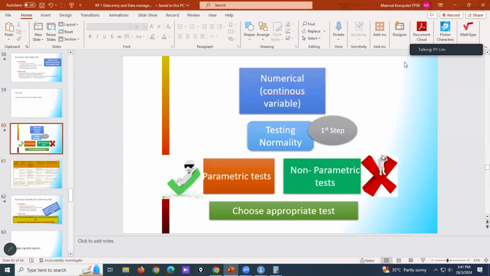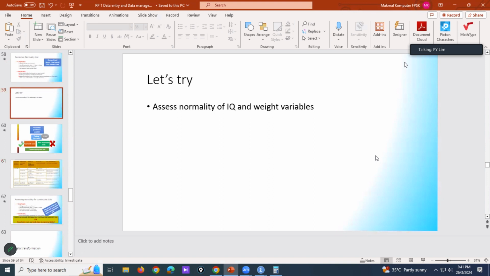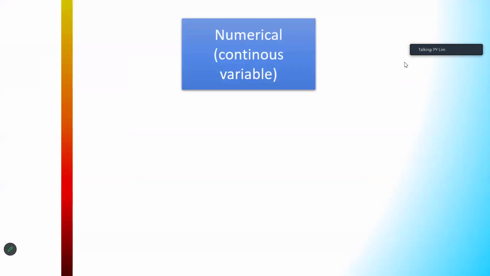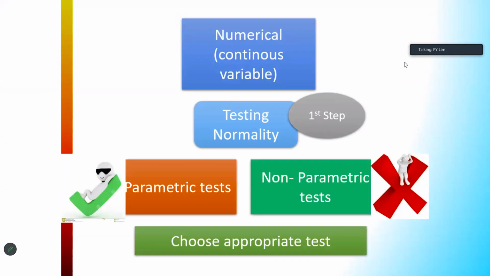Now we have to proceed to the second. I just give one reminder. Don't do normality for categorical data. No need, no need. We see many students do this in their thesis. Don't do it. Why do we want to do the normality test? Actually, we want to know whether to use a parametric test or a non-parametric test.